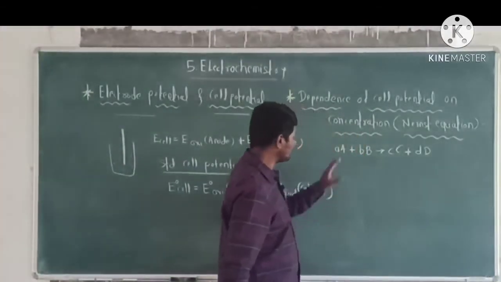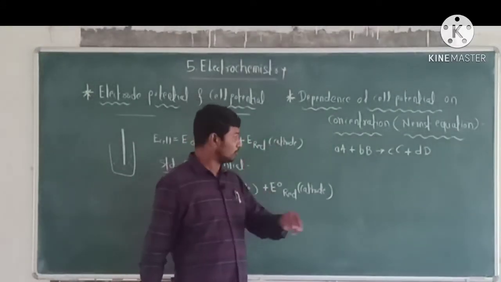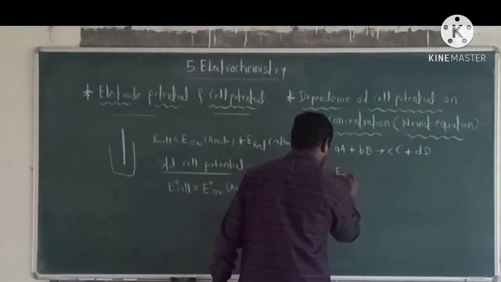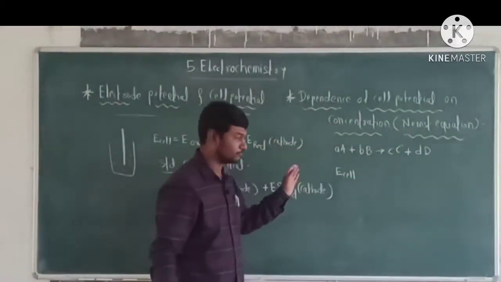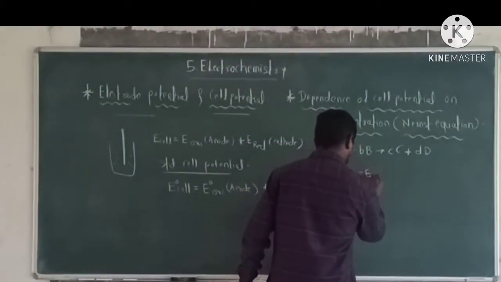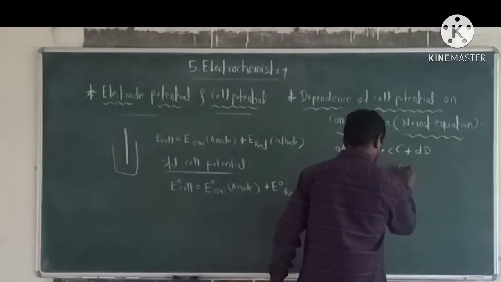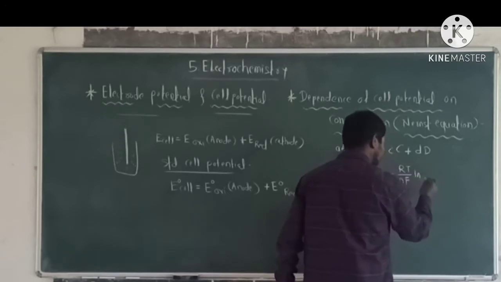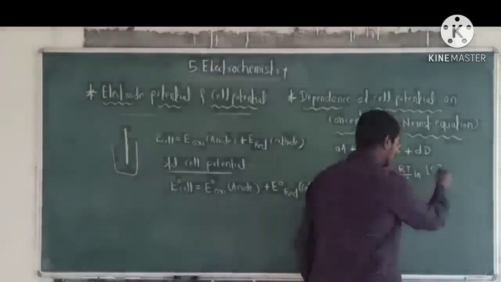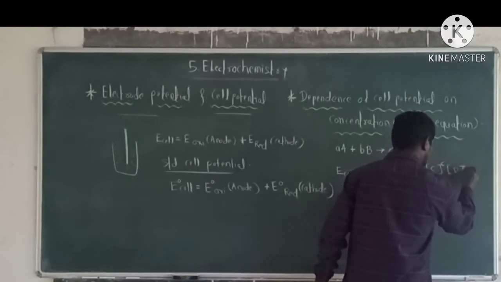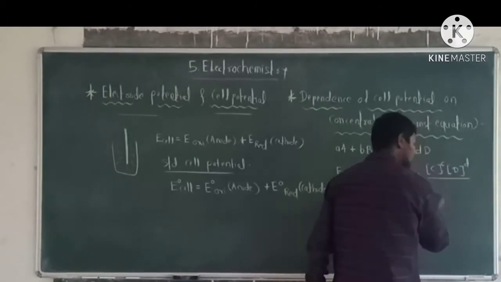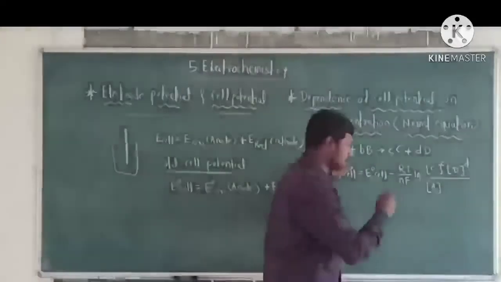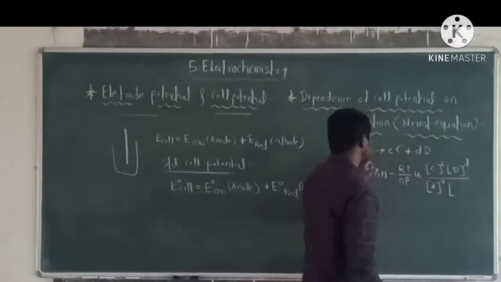The cell voltage of this equation is given by E cell, that is, the cell potential, is equal to E0 cell minus RT upon nF log of concentration of C raised to c, concentration of D raised to d, divided by concentration of A raised to a and concentration of B raised to b.